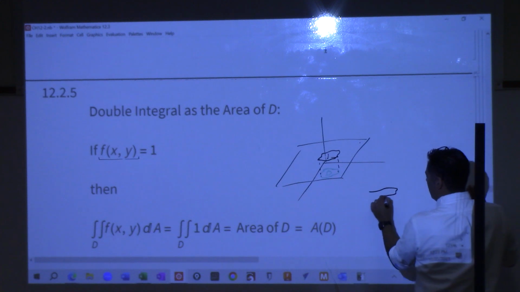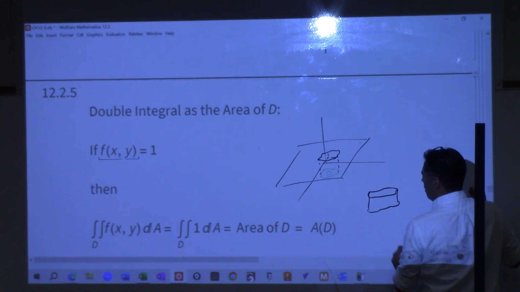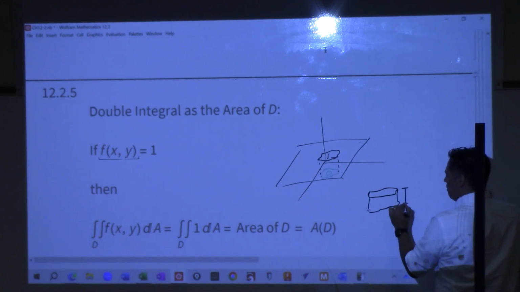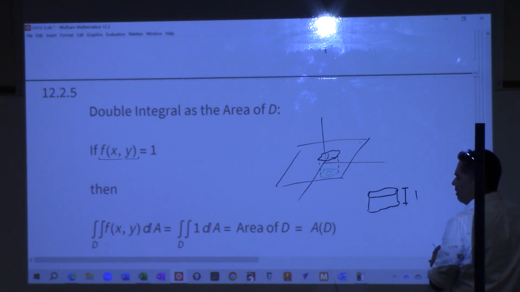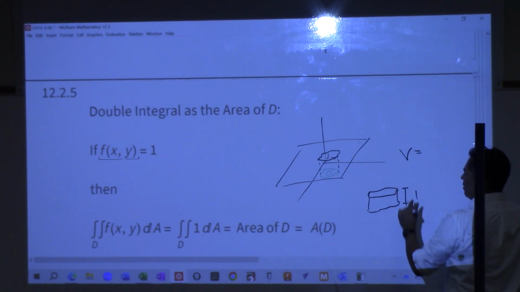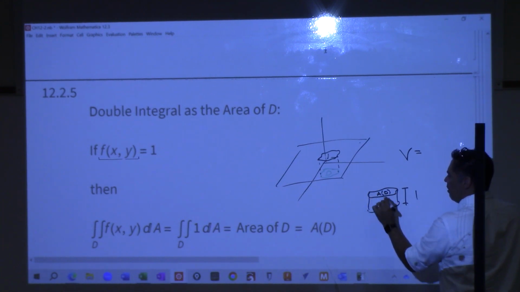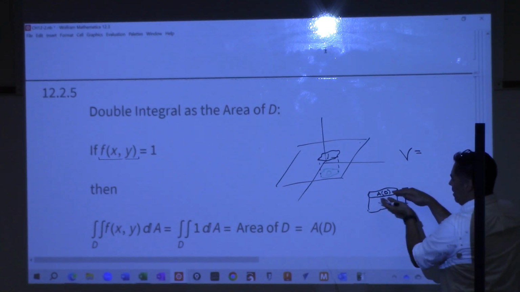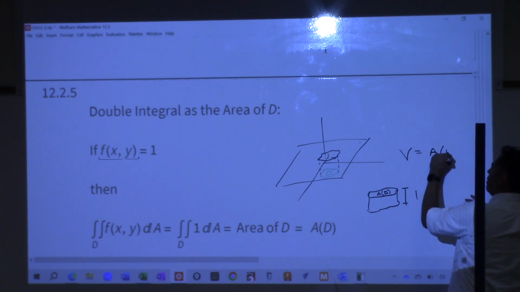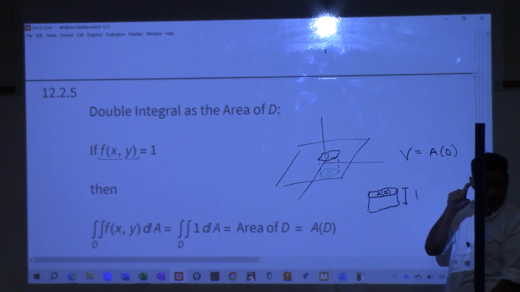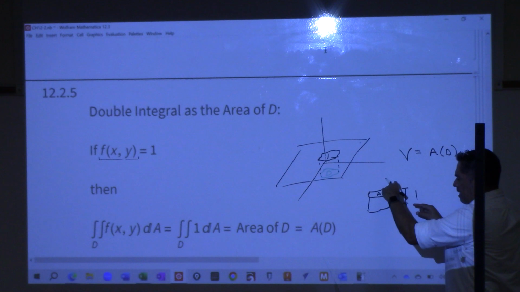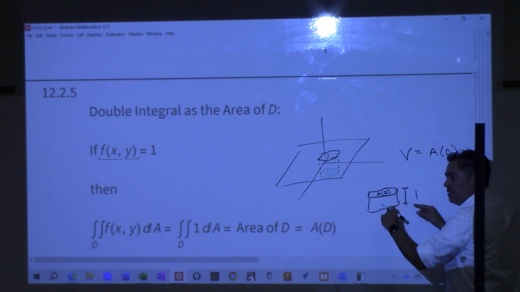And I've got this solid shape. But how tall is it? 1. Okay, so what's the volume of this? It would be whatever this area is, the area of D. The area of D times 1 would be the volume, wouldn't it? As long as that is 1, then it should be whatever that area is times the depth.